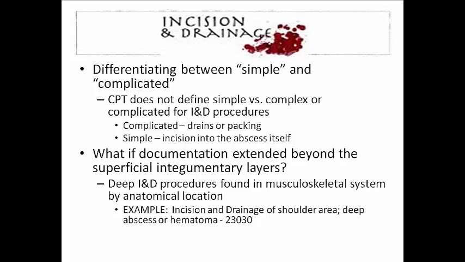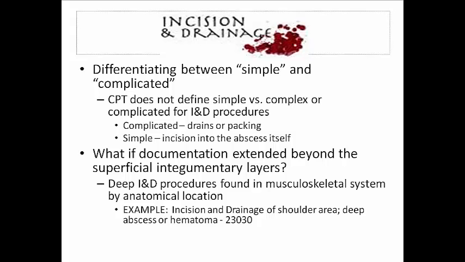So with incision and drainage, CPT doesn't really differentiate between simple and complicated, which can be very complicating to a coder when you're trying to decide, is it simple or is it complex? Complicated cases may involve the use of drains or packing, while simple incision and drainage is more to the abscess itself. And what if documentation extended beyond the superficial integumentary layers?